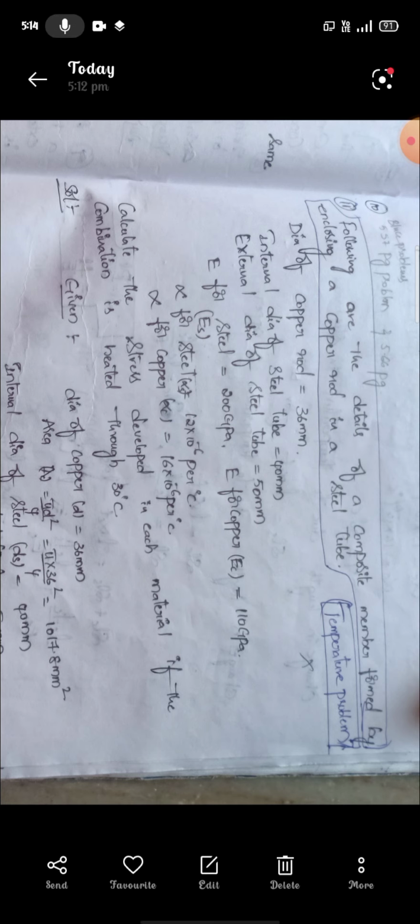So the given data is dia of the rod, internal dia of steel tube and external dia of steel tube, ES, EC, alpha S, alpha C. So calculate the stresses in each material. So nothing but stresses Fs and Fc values we have to find out. So if the combination is heated through 30 degrees centigrade, so here the temperature is mentioned. So when it is heated by 30 degrees centigrade, we have to find out what will be the stresses developed in each material.